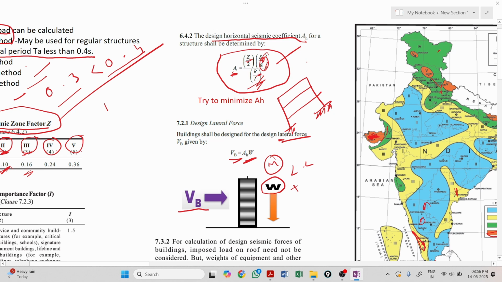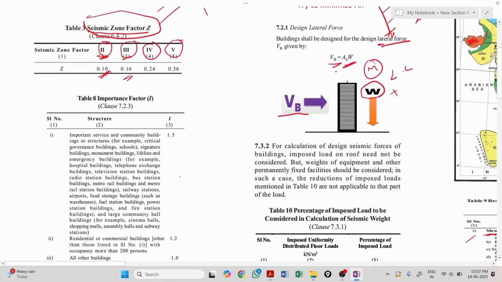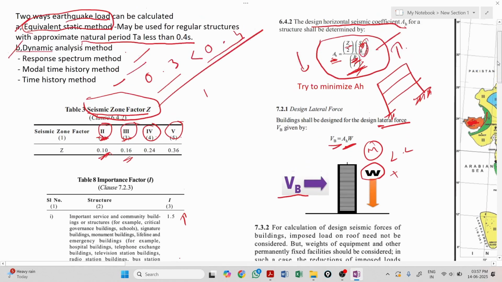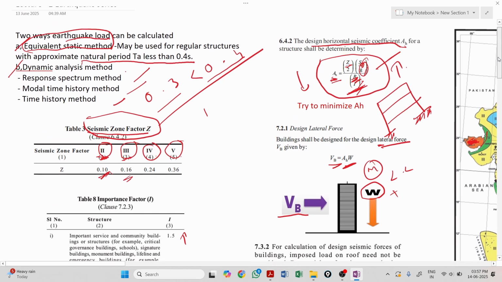So we understood what R is. When R is more, the AH will decrease. Good, understood. But there is another factor that comes into the picture, that is I. If the importance factor is high, in that sense the AH will increase. So it is vice versa. R increases, AH decreases. If I increases, AH increases. So that is how it works.